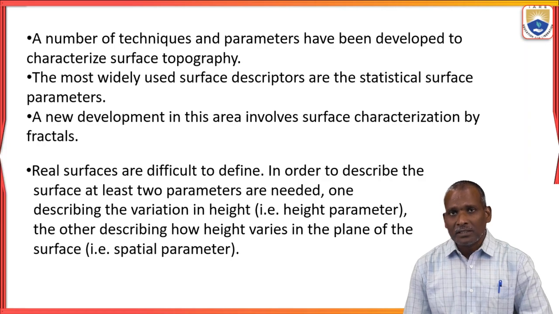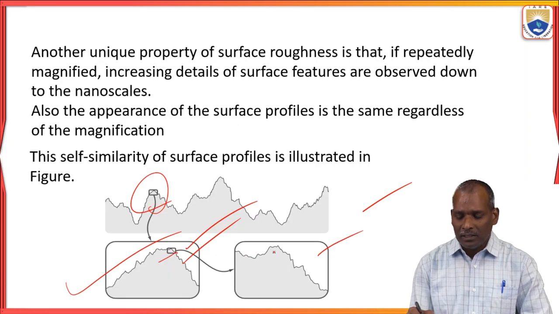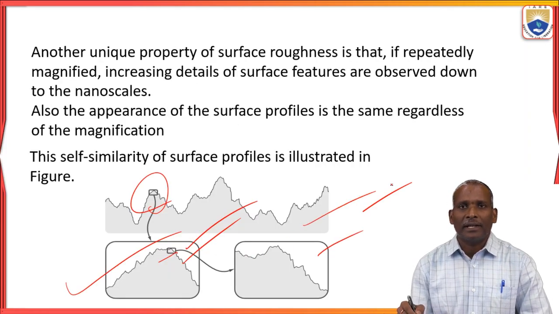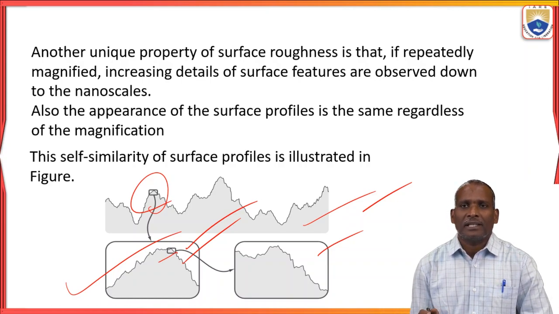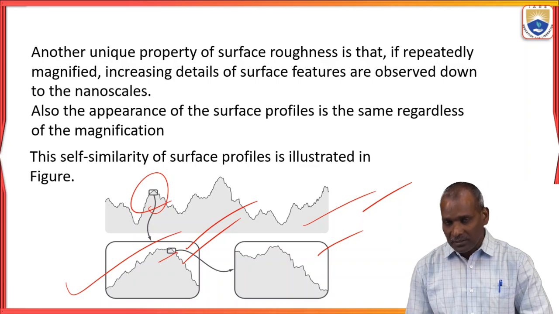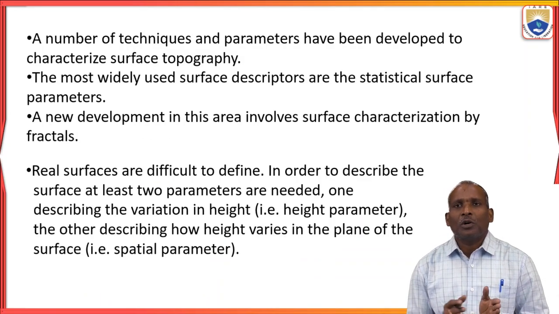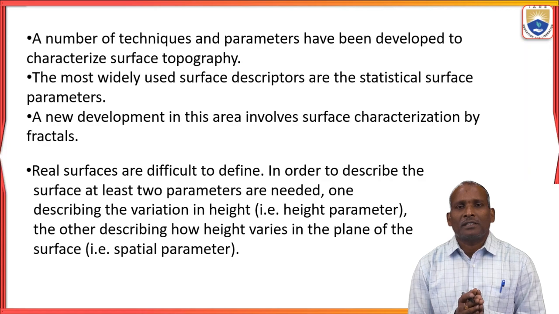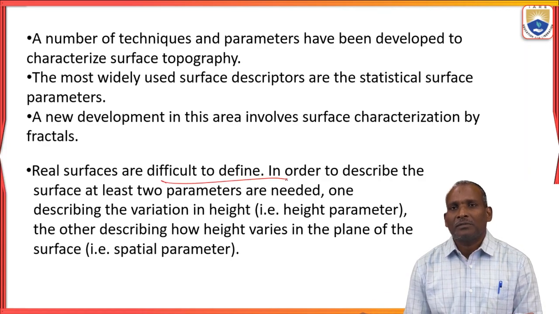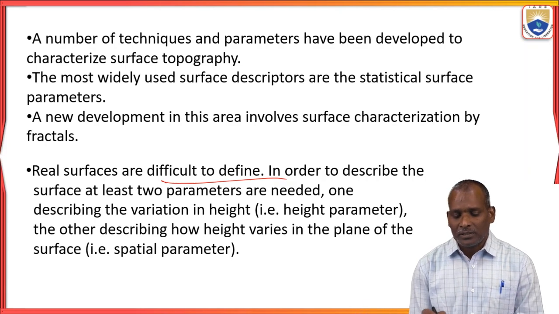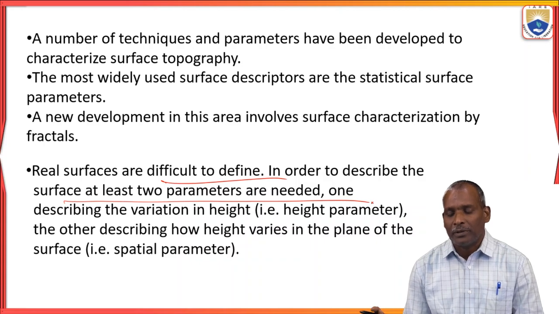So, in the previous slide we already calculated this data, which is statistical data, observed or extracted from some electrical signals. The new development in this area involves surface characterization, because real surfaces are difficult to define. So, in order to describe the surface, at least two parameters are needed.